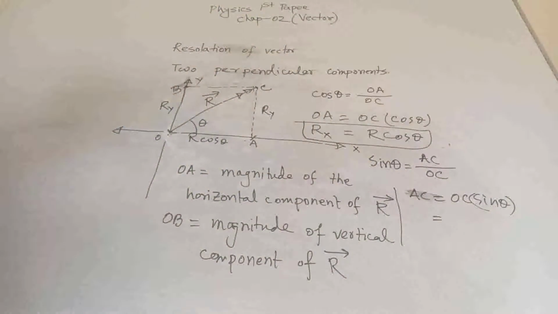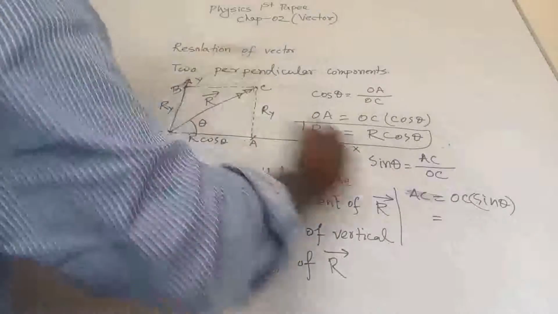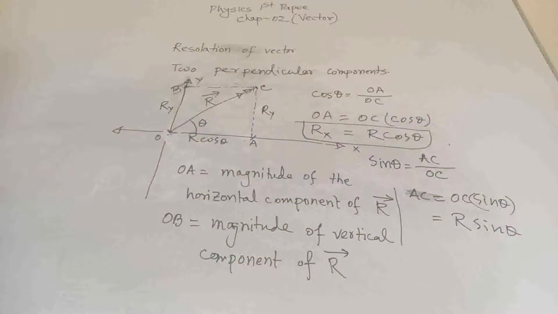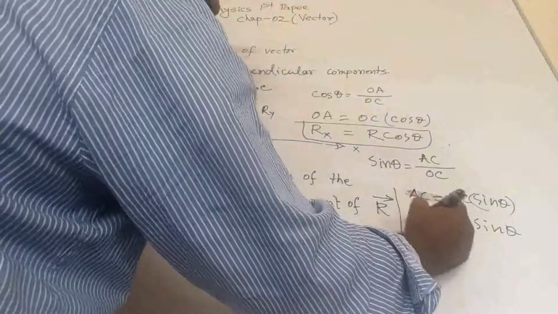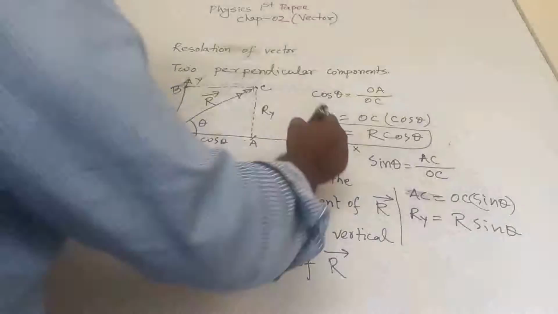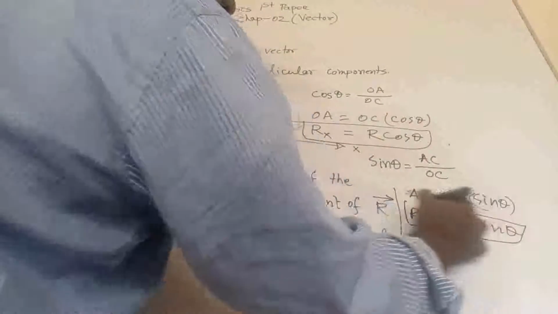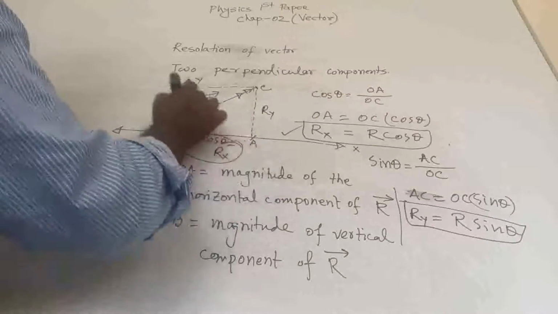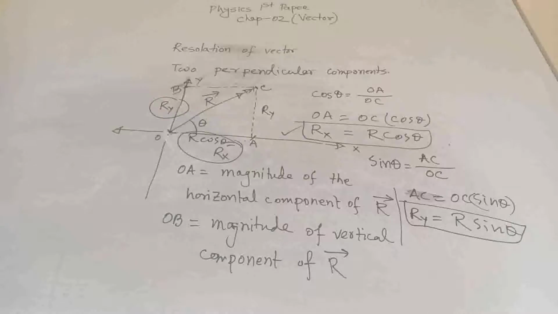And OC, as I have mentioned before, is the magnitude of the resultant R vector. So this is R sine theta. And AC is the vertical component, which we denote by Ry. So this one is the horizontal component Rx and this one is the vertical component Ry. So in today's class, I have resolved a vector into two perpendicular components.